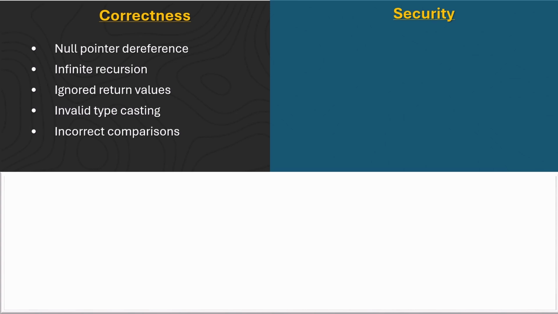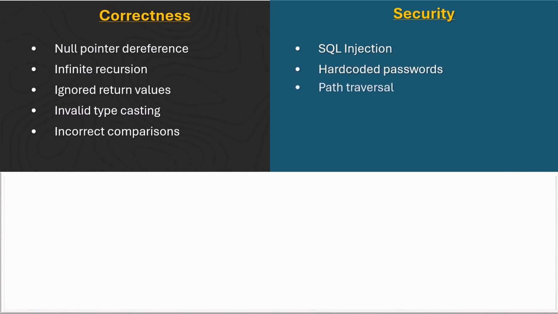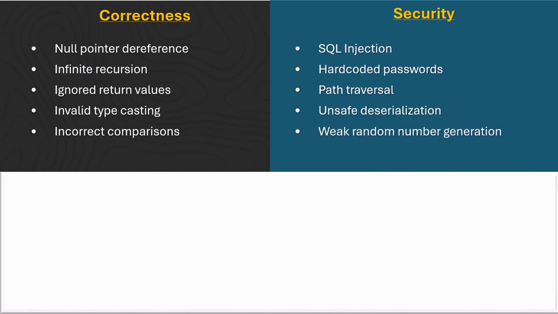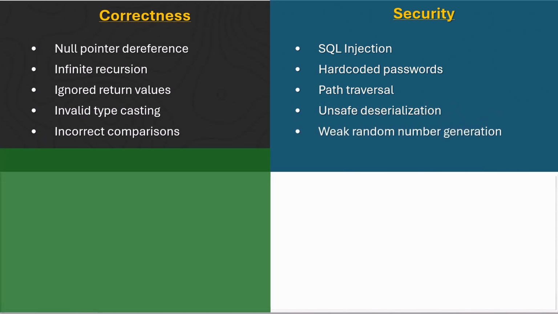Then is the security category. It identifies the coding weaknesses that attackers could exploit to compromise the system. So SQL injection, untrusted input is used directly in SQL queries. Hard-coded passwords, sensitive passwords are stored directly in source code. Path traversal, user input can access unauthorized files or directories. Unsafe deserialization, untrusted data is converted into objects without any validation. And finally, weak random number generation, so predictable random values may weaken the security.